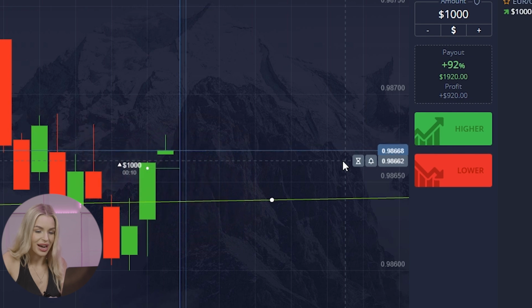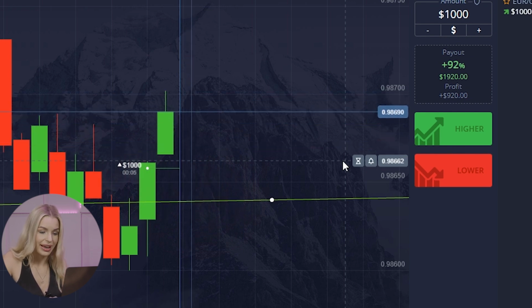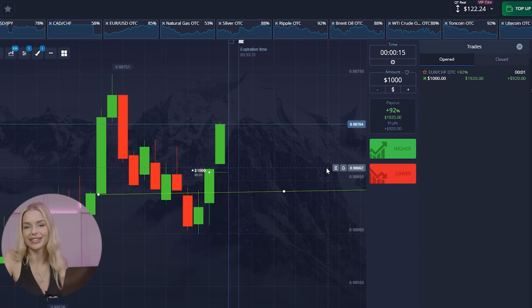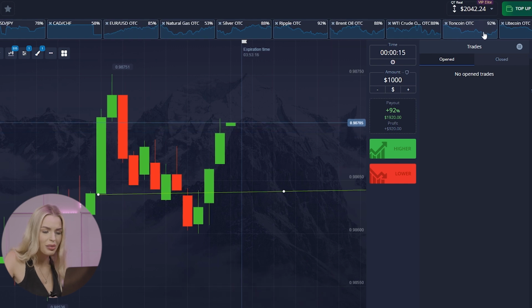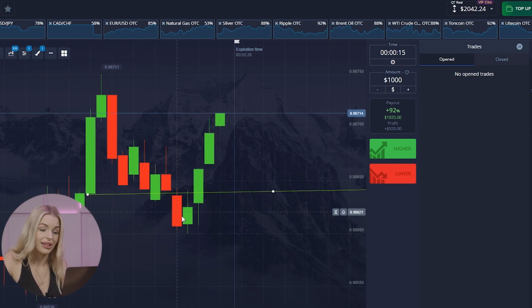The charts are rising again. They will reach the upper limit at the end of the deal and reverse again. All we have to do is watch the green candles. Plus $920, not bad, very not bad. I would even say luxurious.